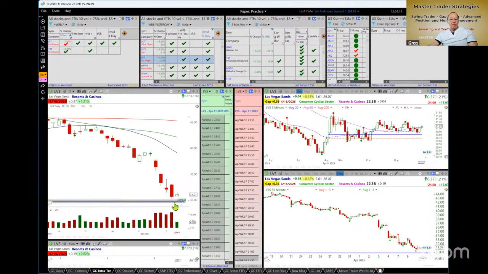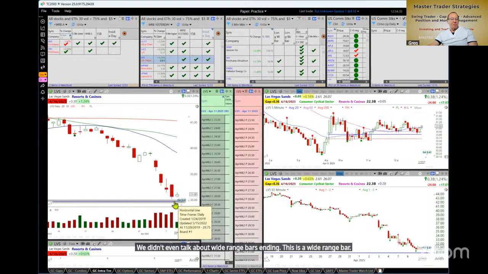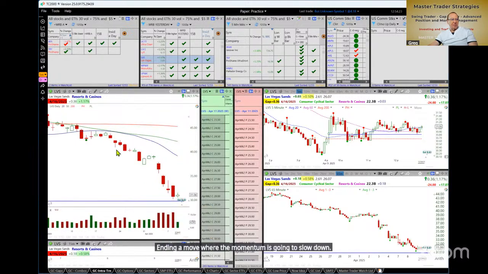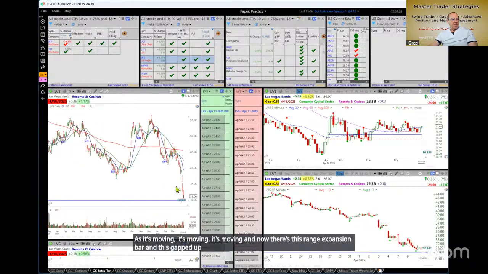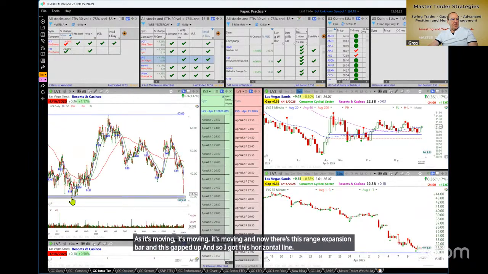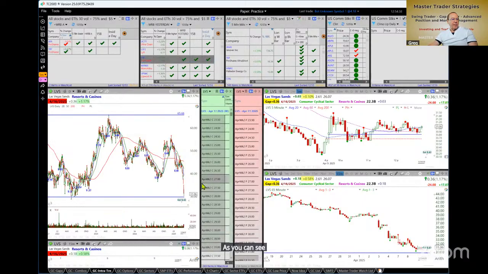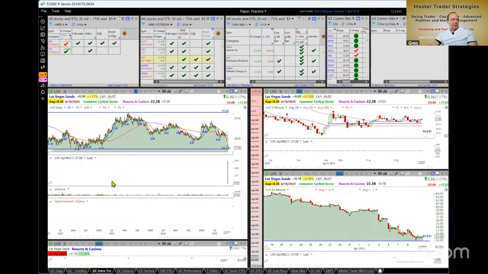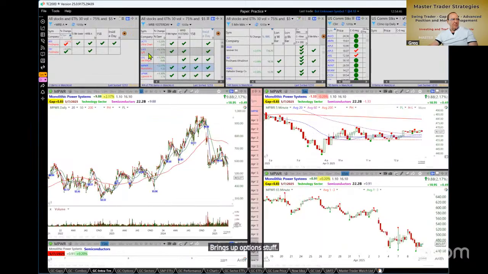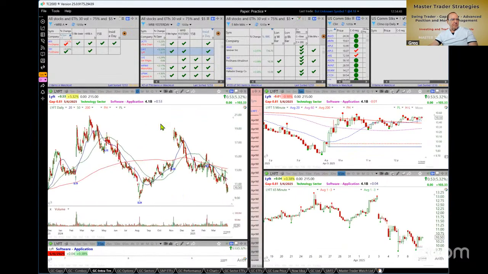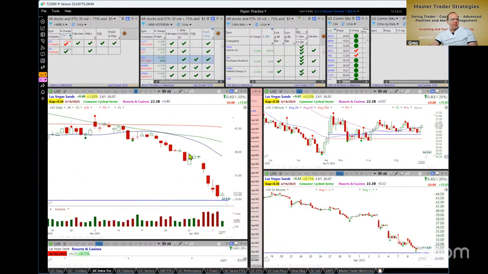This is a wide range bar ending a move, where the momentum is going to slow down. It's moving, it's moving, it's moving, and now there's this range expansion bar, and it's gapped up. I got this horizontal line, which means it must be in an area of support, and as you can see, it is. I clicked on that, I didn't want to do that, it brings up option stuff. Let's see, so Las Vegas Sands.